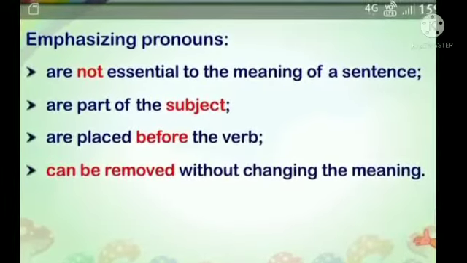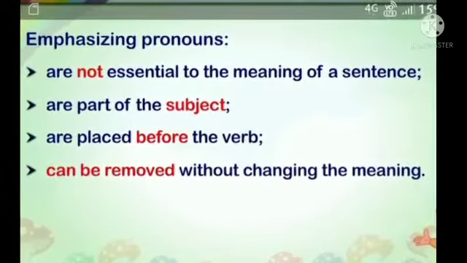Now indefinite pronouns. You can see the table of indefinite pronouns. They refer to one or more unspecified persons, things or objects. That is, they refer to people or things without saying exactly who or what they are. For example, there was not enough room for everybody. Here everybody is an indefinite pronoun.